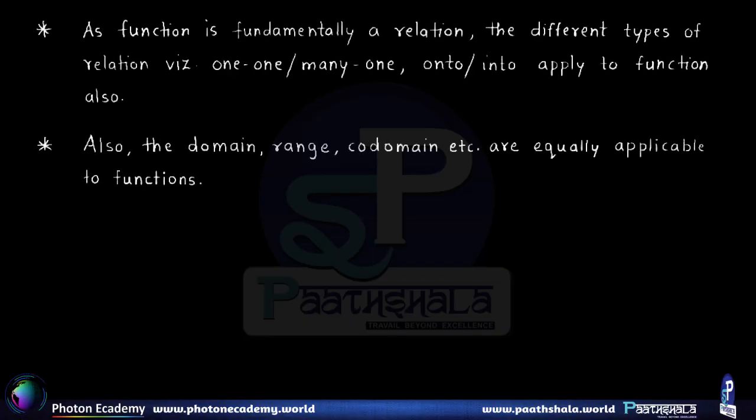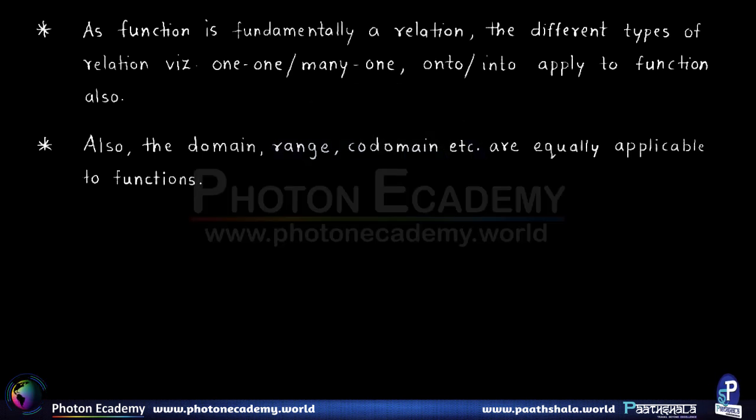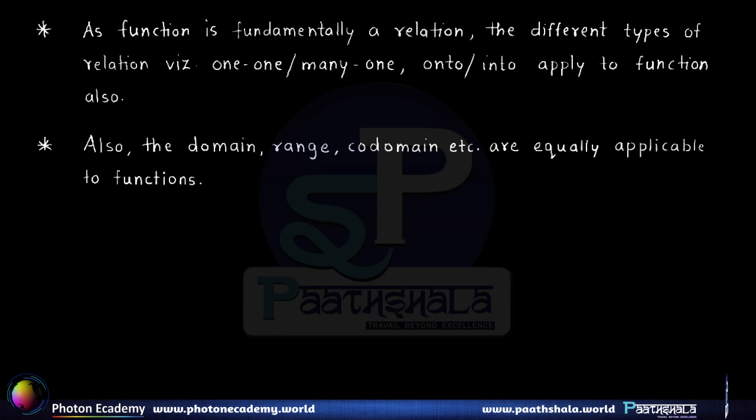Now let us keep in mind that as a function is fundamentally a relation, the different types of relation, that is one-one, many-one, onto, into, apply to functions also, right? Also the terms like domain, range, codomain, etc. are equally applicable to a function. This is because, since a function is a relation, all the terminologies with respect to a relation are equally valid for a function also, right?